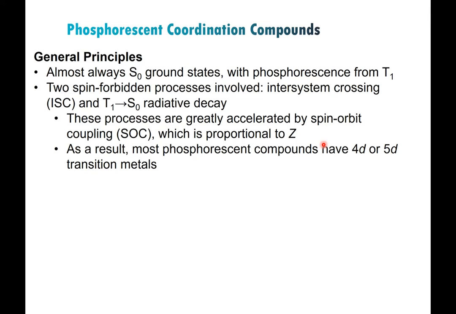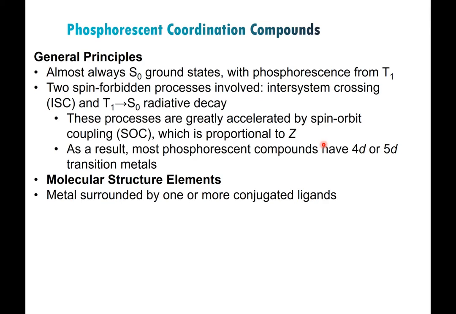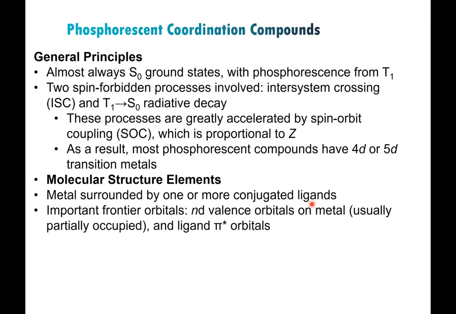You need a relatively heavy metal center for that to occur. And then in terms of the general structural elements that you'll find for these compounds, it's usually going to have the metal surrounded by one or more conjugated ligands. There are examples of bimetallic compounds that are phosphorescent as well, where you can have metal-metal bonding or antibonding orbitals involved. But usually it's going to be a single metal center, which would have valence d orbitals and one or more conjugated ligands. And so the valence d orbitals are usually partially occupied.